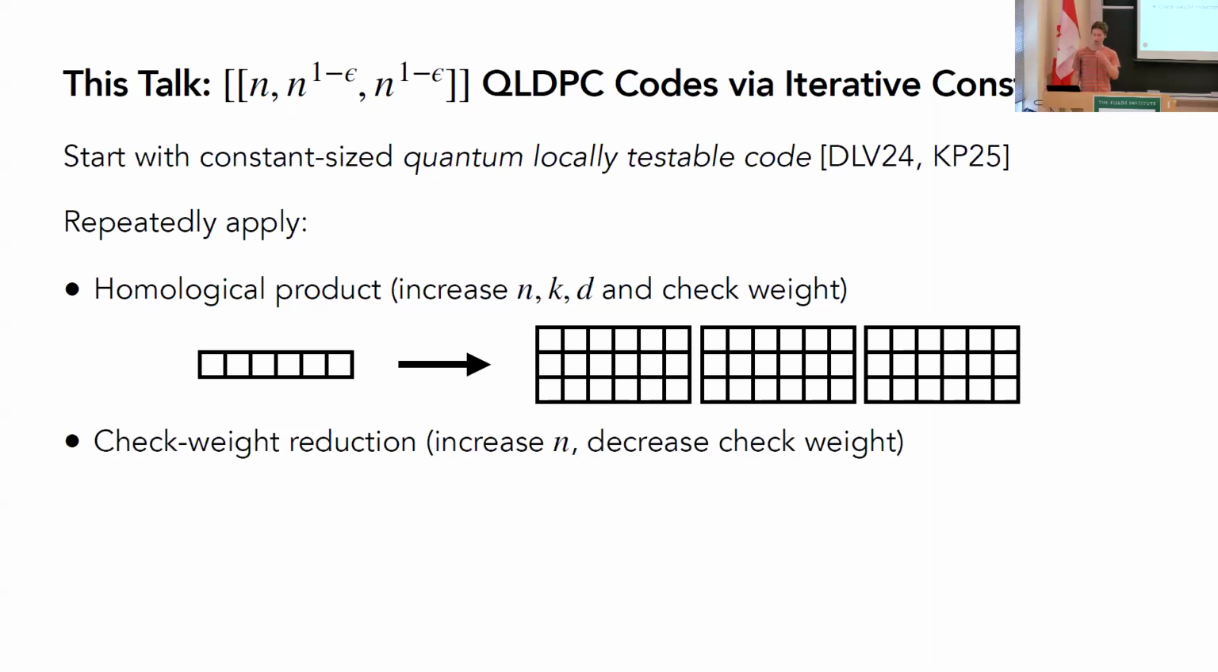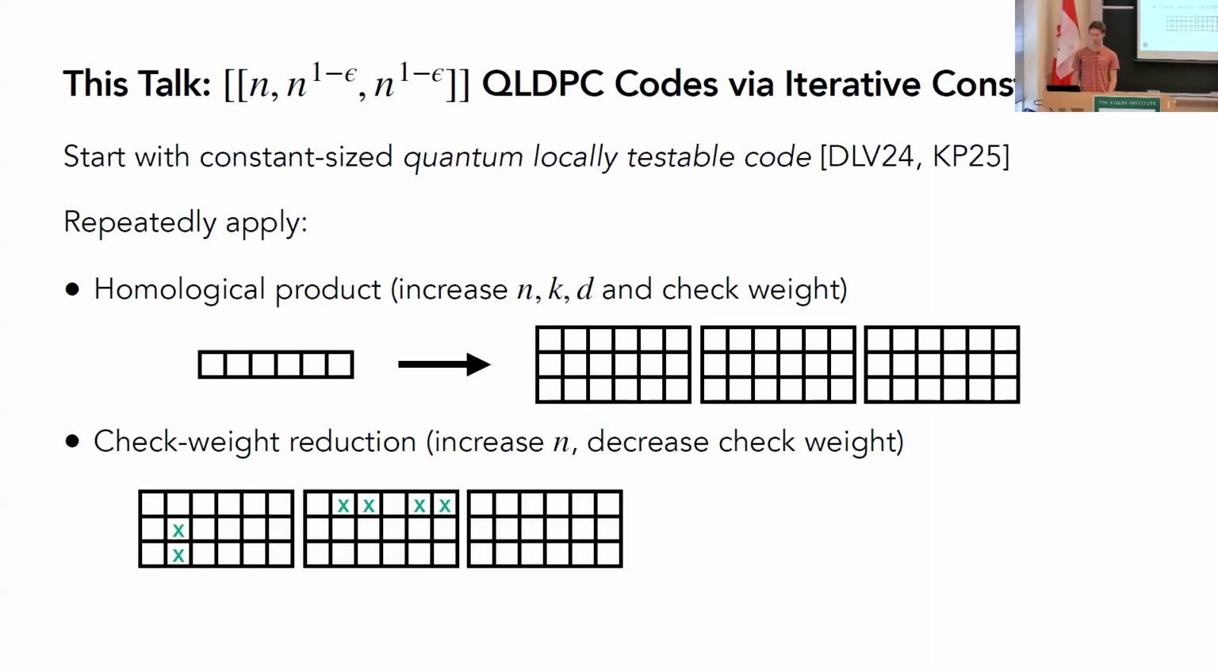But because the check weight grows from this product, we need to reduce the check weight to get back down to a constant check weight. So we apply a check weight reduction procedure, which, for instance, if we have this code and there's some weight 6 check shown here, maps this to some even longer code, with an even greater number n of physical qubits, but now with maybe only weight 3 checks, so lower weight checks. And by repeating these steps, we can grow to arbitrarily large codes where the distance and dimension are both n to the 1 minus epsilon, and the check weight is a constant.